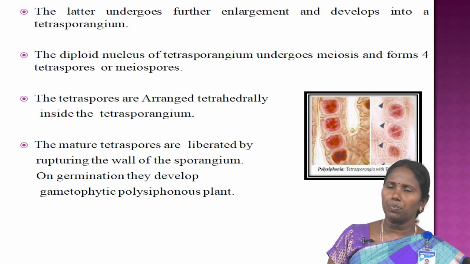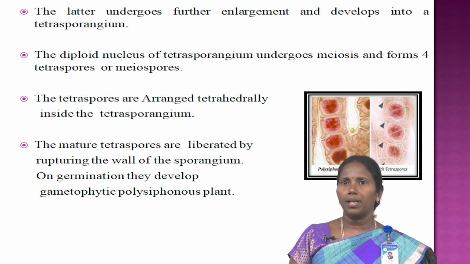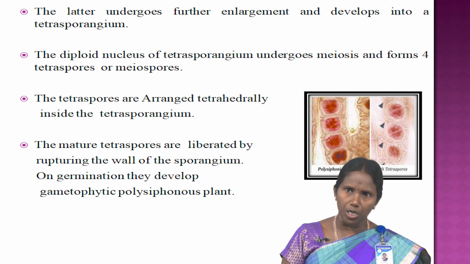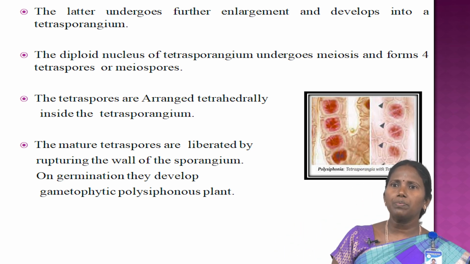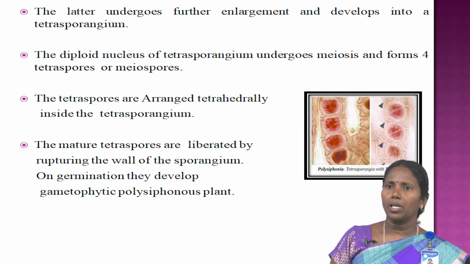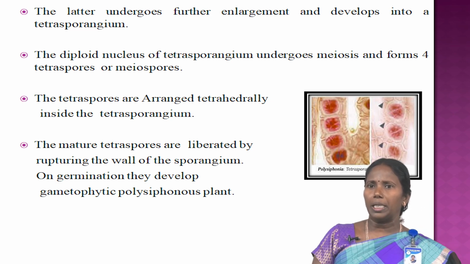The diploid nucleus of the tetrasporangium undergoes meiosis and forms 4 tetraspores, the meiospores. The tetraspores are arranged tetrahedrally inside the tetrasporangium. The mature tetraspores are liberated by rupturing the wall of the sporangium. On germination, they develop into gametophytic polysiphonous plants. Being heterothallic, out of 4 tetraspores, 2 produce male and the 2 remaining produce female gametophytic plants.